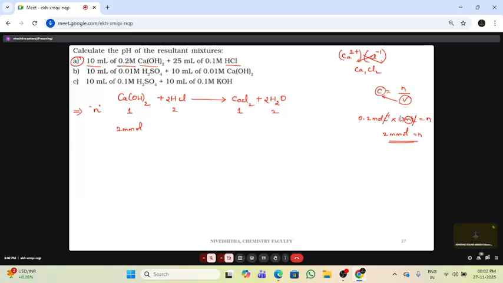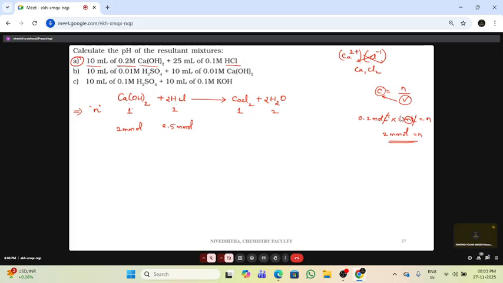What was the number of moles of HCl taken? The volume of the solution is 25 ml and the concentration is 0.1 molarity. So 25 ml into 0.1 mole per liter. Yes, 2.5 millimole. Okay. So from this data, we have to find which is the limiting reagent.